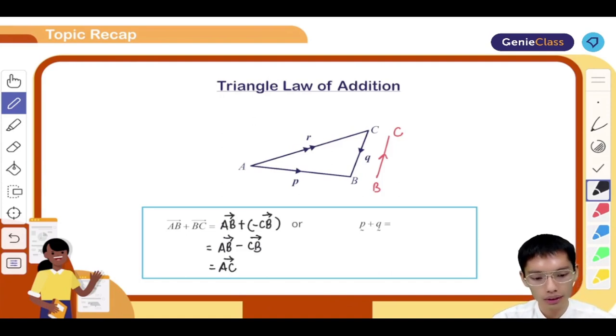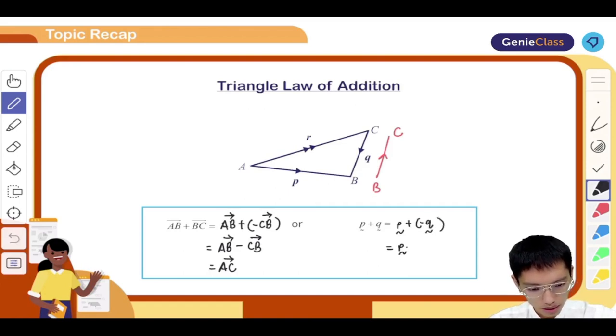Similarly over here, P plus Q doesn't work out. So I need to flip my vector to give me P minus Q, in this case, to give me R. So this is actually minus Q.